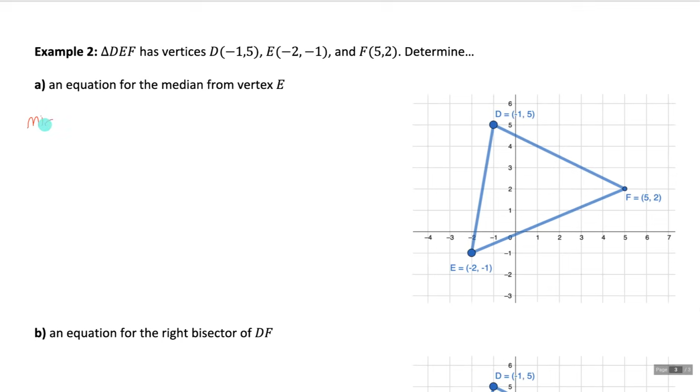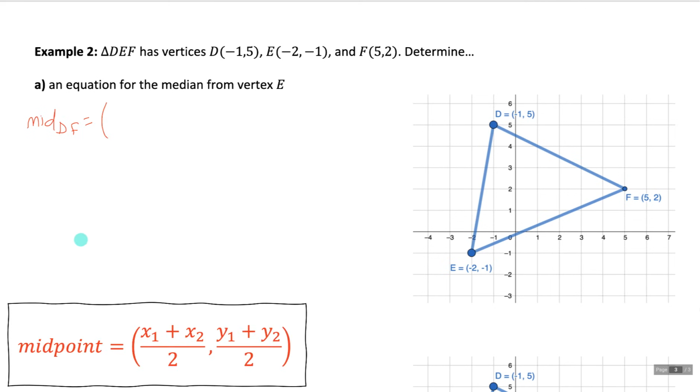So the midpoint of DF can be calculated by finding the average of the x coordinates of the endpoints. And I can average negative 1 and 5 by adding them and dividing by 2.